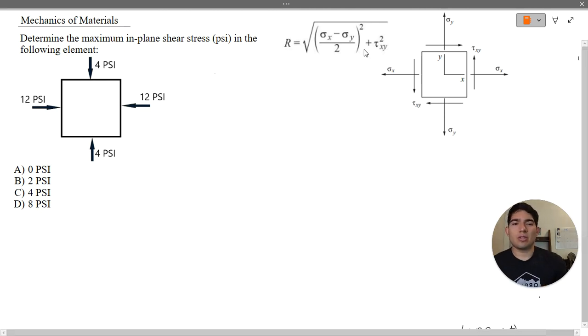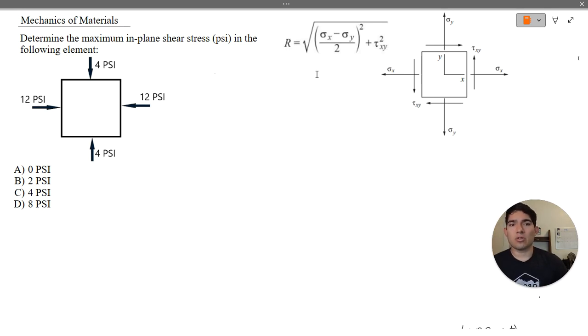So we're going to be using this formula right here, which is used to find the radius of Mohr's circle, but it will also work to find the maximum in-plane shear stress, which is what we need to do for our given problem here. So now that we know the formula that we need to use, all we need to do is plug in the values that we were given.